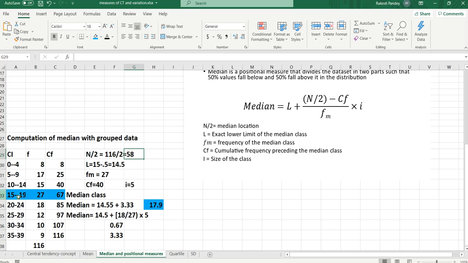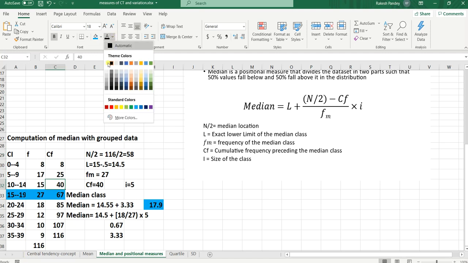So we have located this as the median class, and when the median class has been located we can get all other things required. L is the exact lower limit of the median class. In this case it is 14.5. CF is the cumulative frequency preceding the median class. So this is the CF.